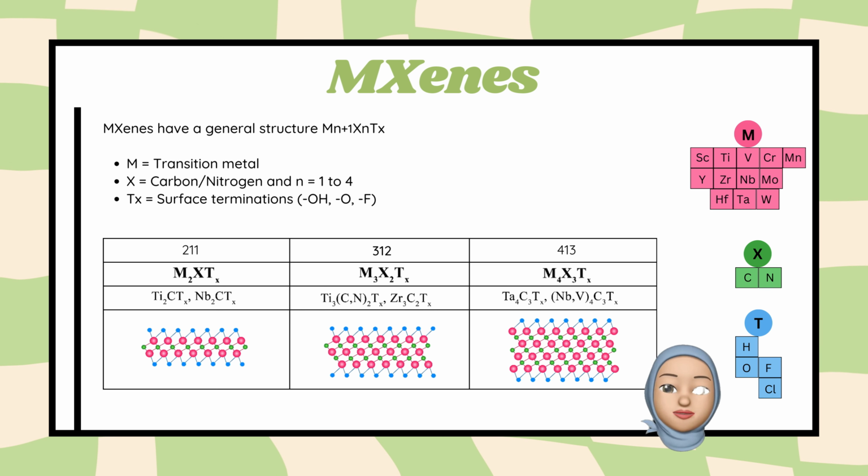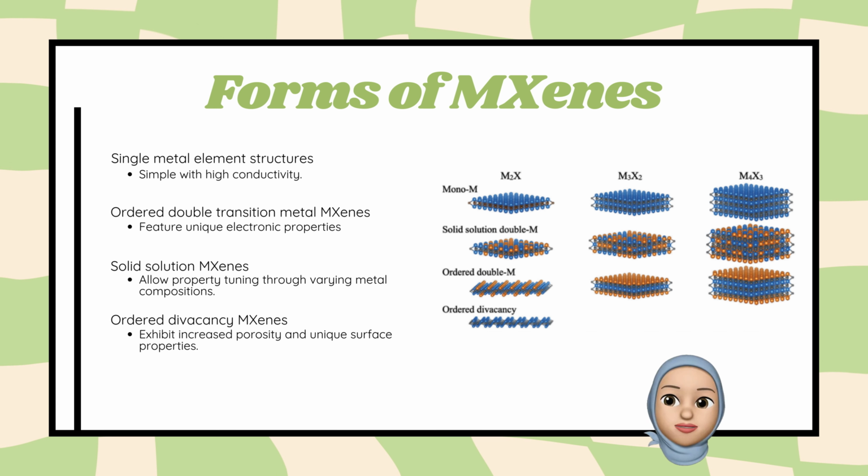And Tx represents the surface termination, which is typically hydroxyl, oxygen, or fluoride groups, with n+1 layers of M covering the n layers of X in the arrangement. Figures below show examples of MXene with different n values. MXenes are a versatile family of 2D materials that can be classified based on the structure.